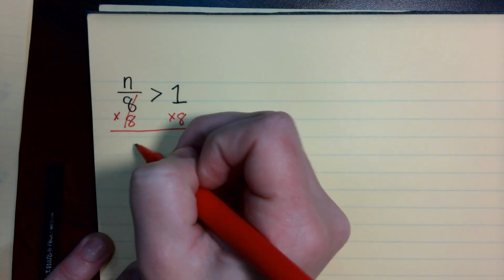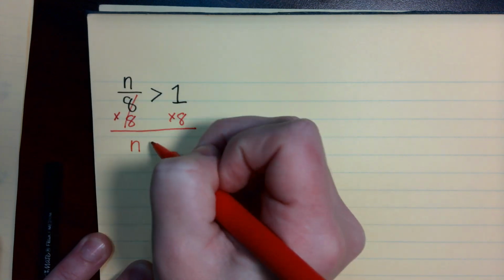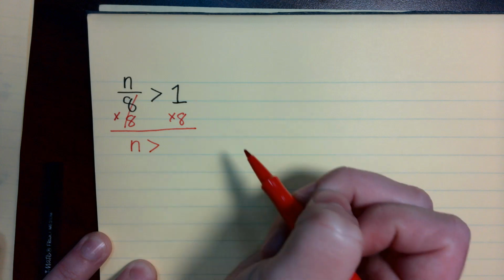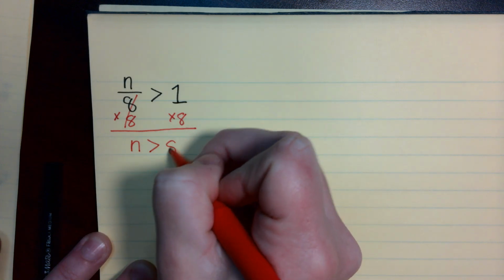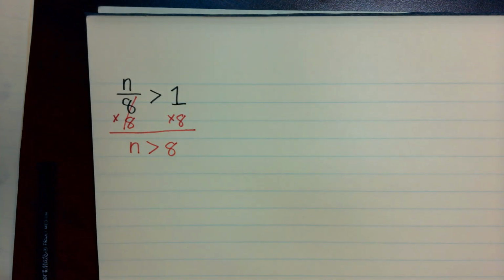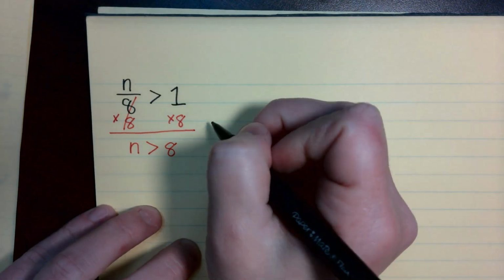Bring it down. I've got n is greater than 1 times 8. 8. Perfect. Okay, so let's draw the graph of this one real quick.